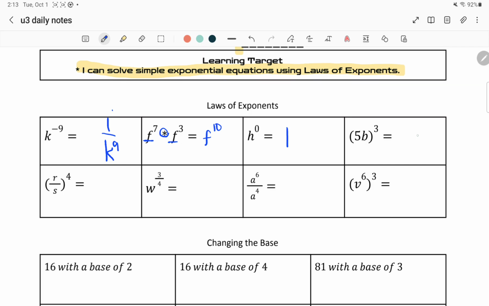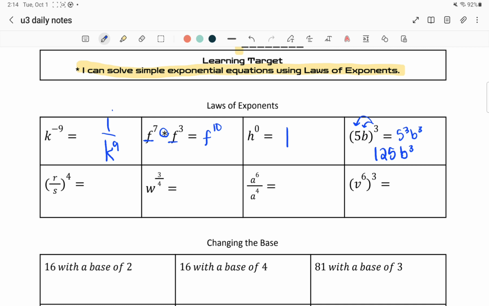Let's see. This one is the power of a product rule. What ends up happening is we kind of distribute the power into the parentheses. And when I say distribute, I mean we have 5b to the 3rd. It's going to be 5 to the 3rd, b to the 3rd. And I can simplify 5 to the 3rd. I'm going to flip my half sheet over. 5 to the 3rd is 125. And that's as far as I can simplify b because I don't know what b is. So 5b to the 3rd power is 125b to the 3rd power.